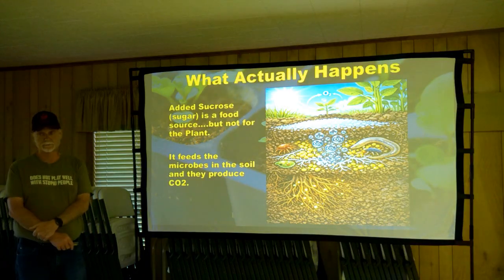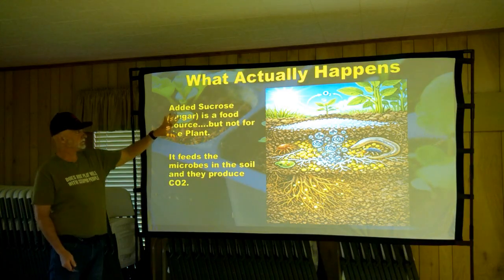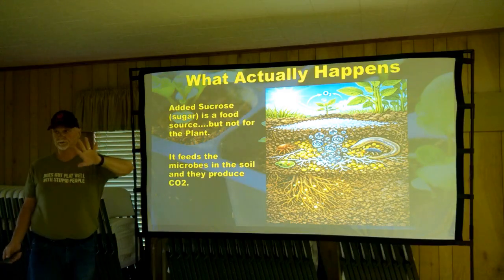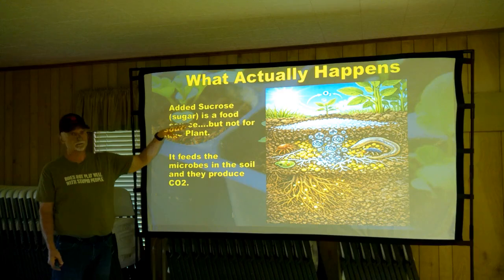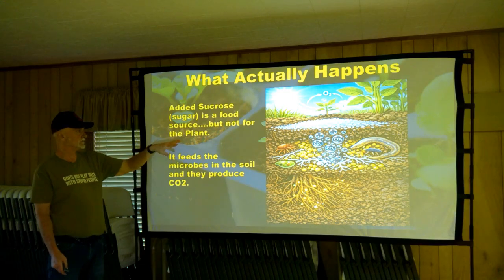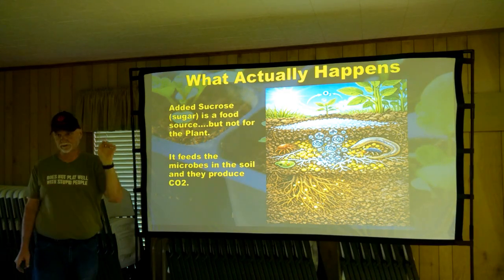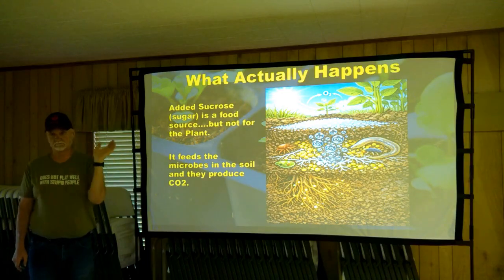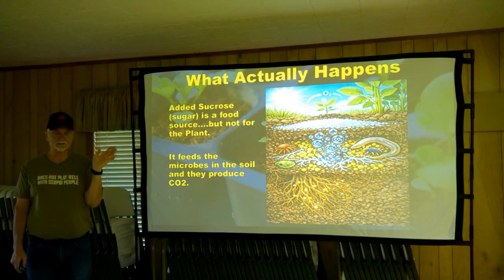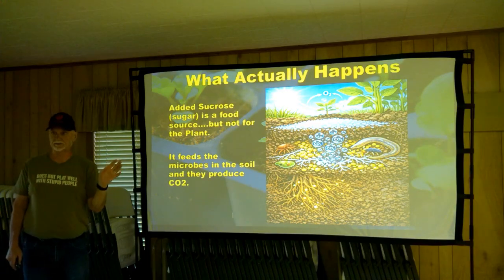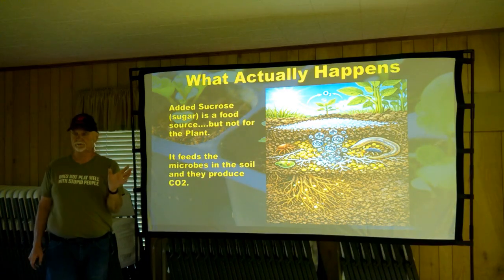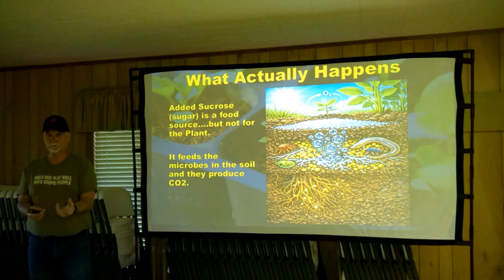Okay, so what actually happened? Here's another little picture here. We've added sucrose, which is the sugar we're going to be talking about. Sucrose, which is table sugar, is the food source, but not for the plant. The plant itself does not suck up sugar. It doesn't do anything with it. In fact, it puts out sugar. We'll talk about that in another session when we get to the root systems. They actually have exudates that come out that are pure sugar.